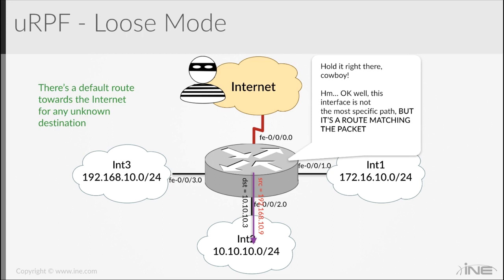You might want to use loose mode only in environments where you know a packet might enter via different interfaces, but there is no default route. Okay, good.